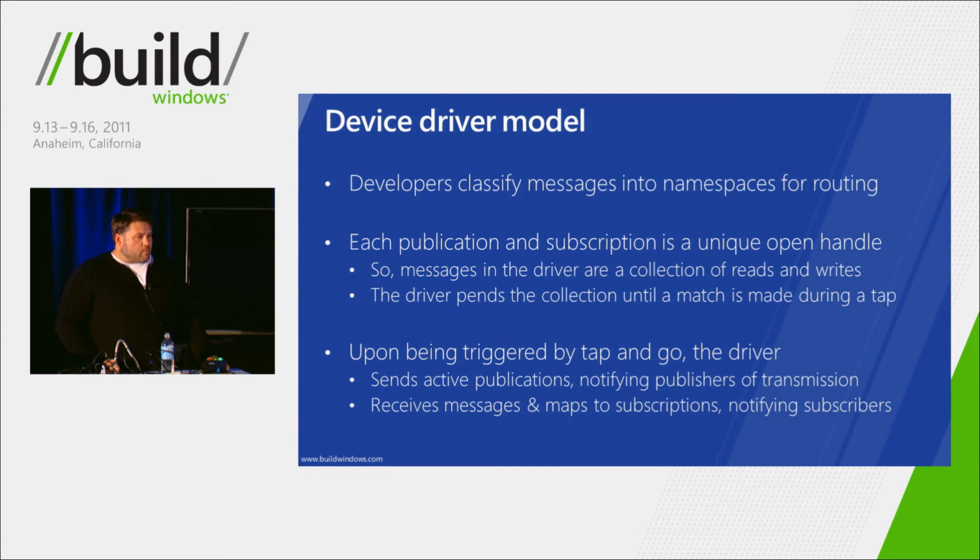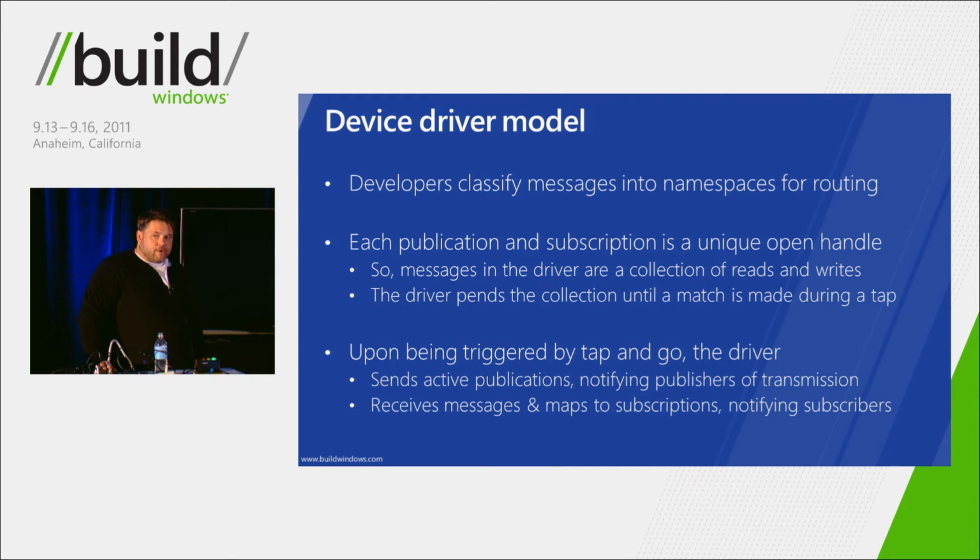And in a sense, the way that we're doing this in the driver model is that each publication and subscription is a unique open handle down to the driver. The open handle is handled by the proximity API, so apps don't need to deal with this. The API is talking through the stack down to the driver. One way from the driver perspective to understand this is that messages are really a collection of reads and writes hanging out there in the driver. And the driver's pending that collection, just waiting until a match is made when a tap occurs. That's really the best way to describe the model.